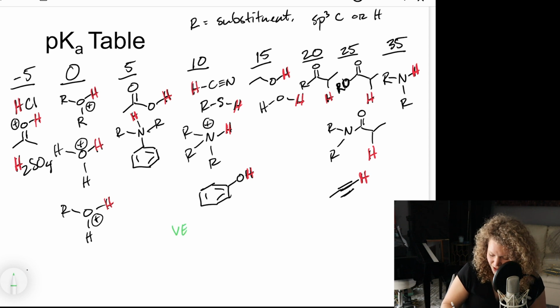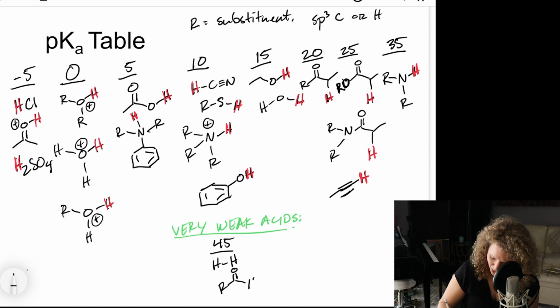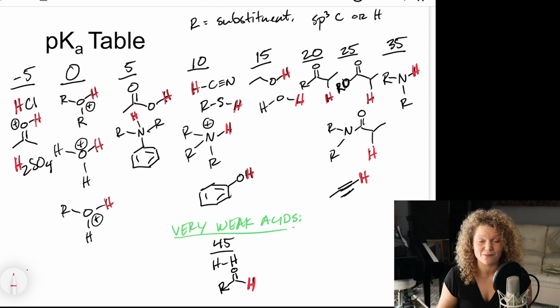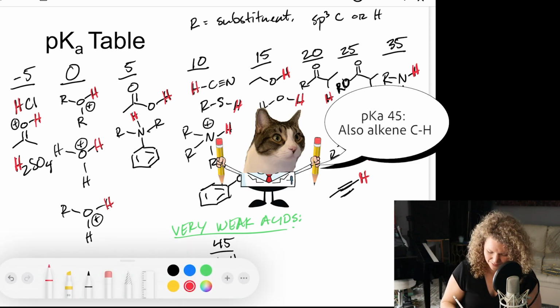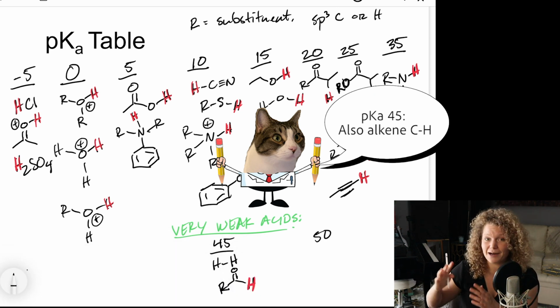I'm going to label just a few more. These are very weak acids. They do not like to lose protons. A pKa of around 45 would be this hydrogen gas. Also, this proton here on an aldehyde. This is different than the protons we listed earlier. This proton is directly bound to that carbon of the carbonyl. This is really not acidic, okay? Very high pKa. And then you can get to 50 and above.